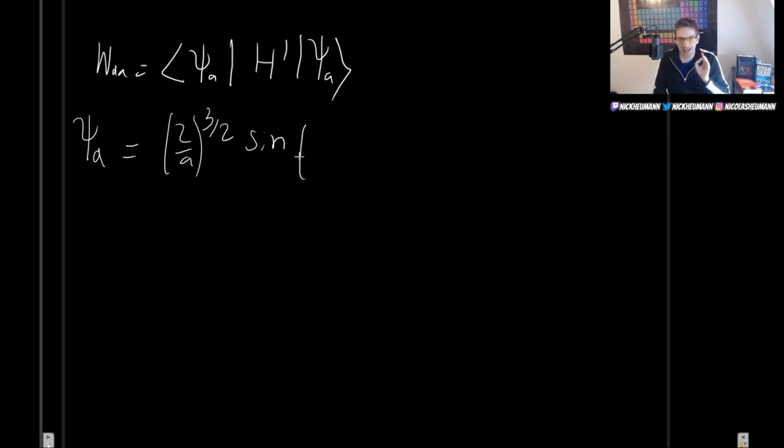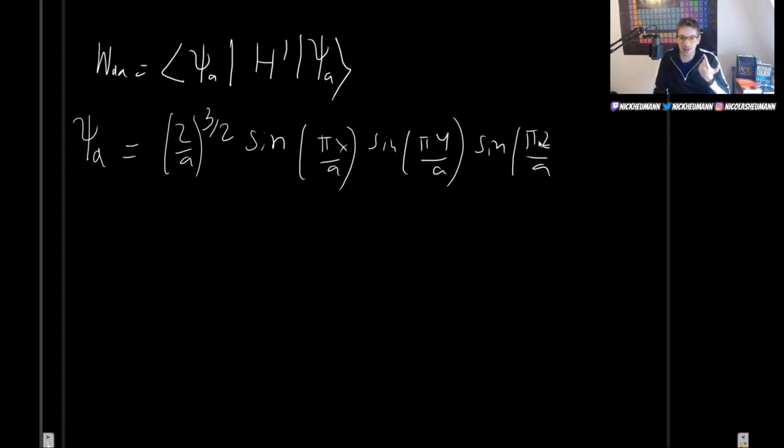So psi a was 1, 1, 2. So it's pi x over a, because nx is 1, sine of pi y over a, because ny is 1, sine of pi z over a, but now nz is 2, so we need to add a 2 in here. Okay, so that is the difference. And now we do basically the same thing that we did before, right? Doing this integral right here.